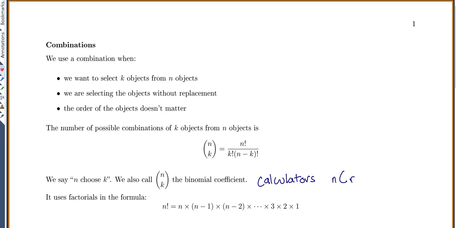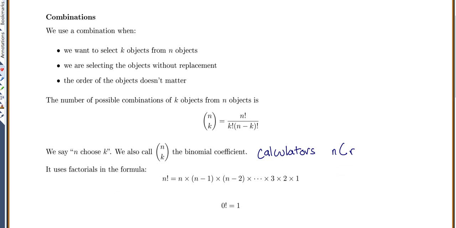You'll notice this formula has factorials, this exclamation point. If you don't know what that means, n factorial would be n times the number less than it times the number less than that, all the way down to 1. So for example, 6 factorial would be equal to 6 times 5 times 4 times 3 times 2 times 1. Now 0 factorial is just equal to 1, which is defined mathematically, that's just the way it is.